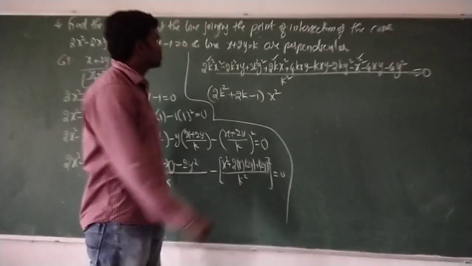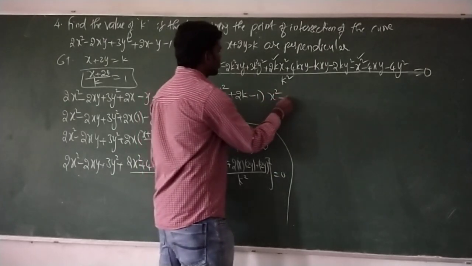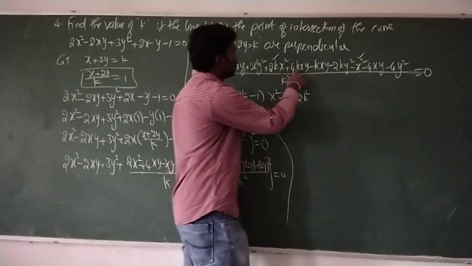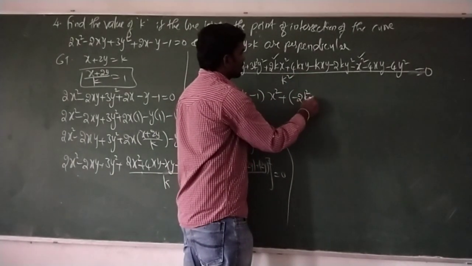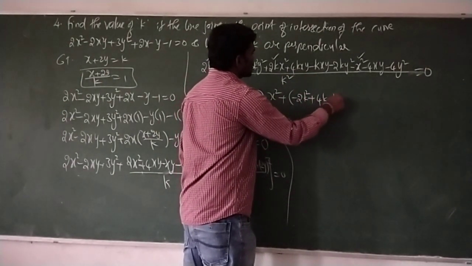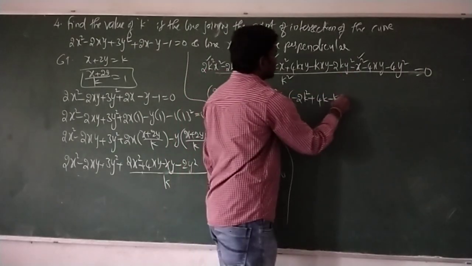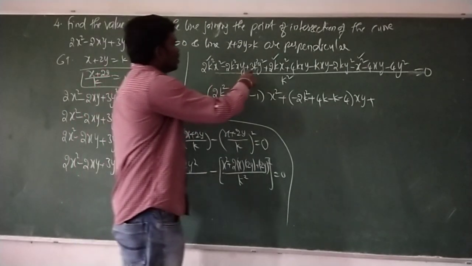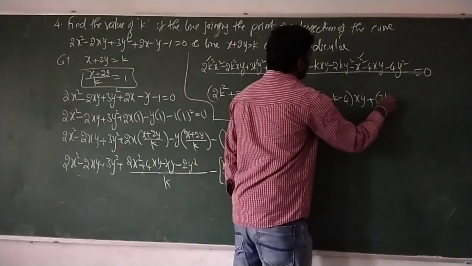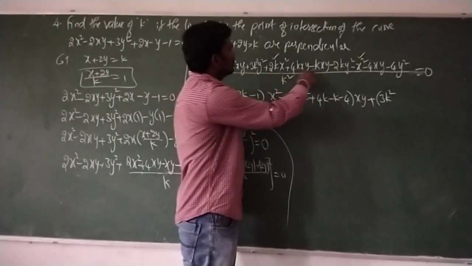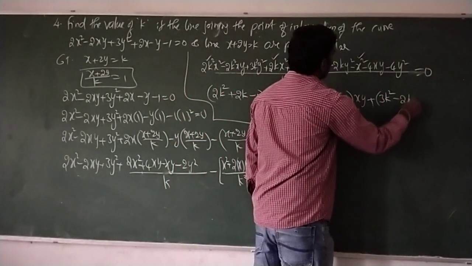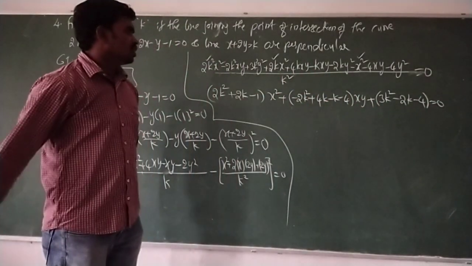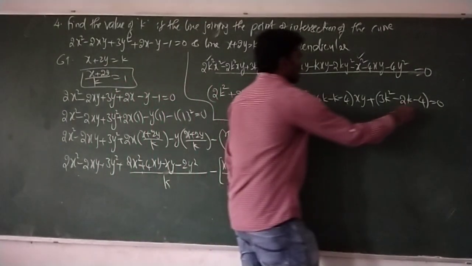Next, the xy terms: here minus 2k square. Next, the xy term: we have xy here 4k, here minus k. So 4k minus k. Next, the xy term, here minus 4 into xy. Next, the y square terms: 3k square, and here minus 2k, and finally minus 4 is equal to 0. So now into y square.